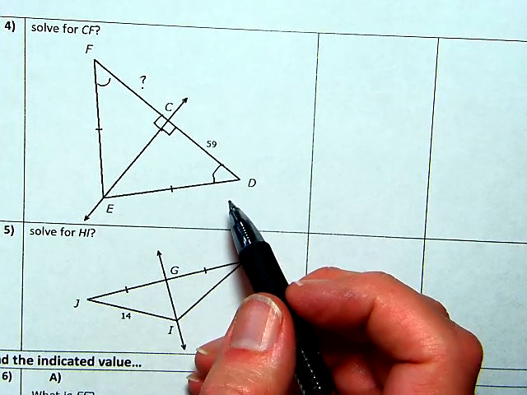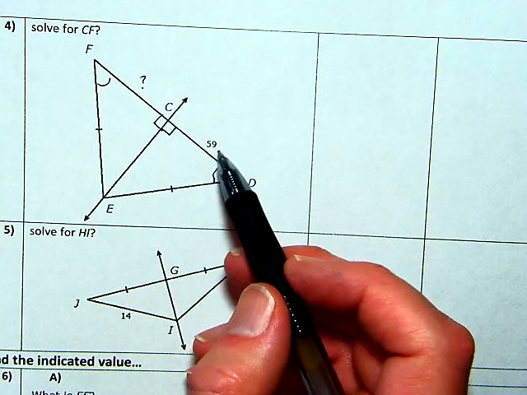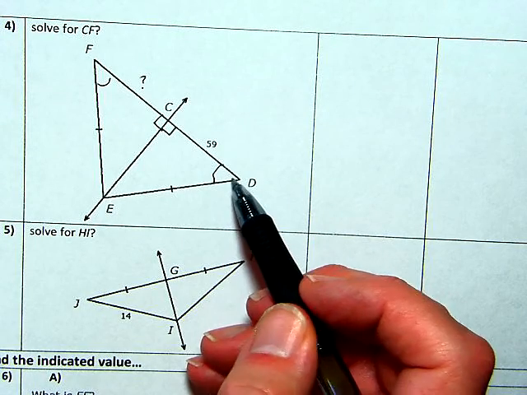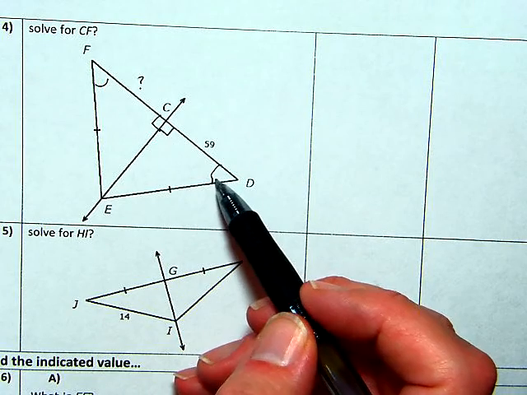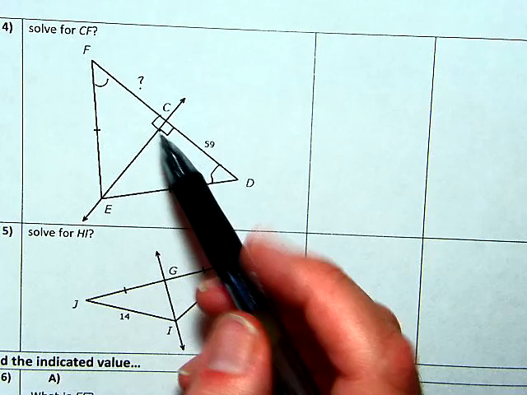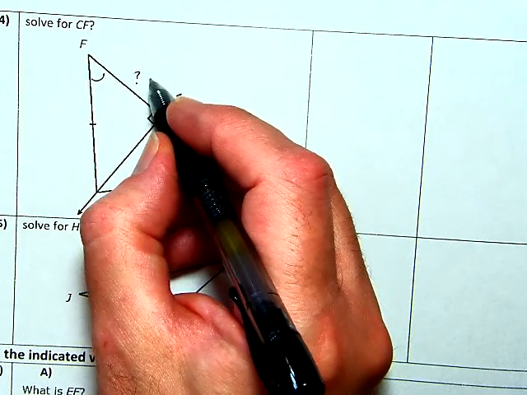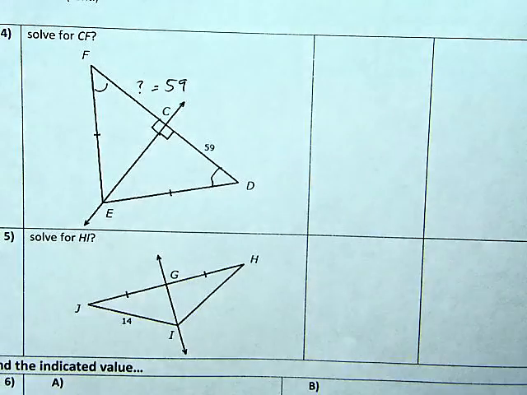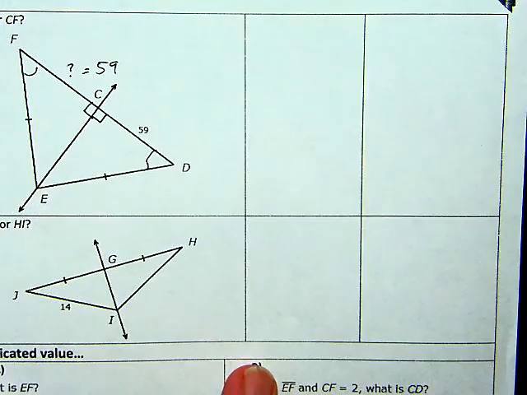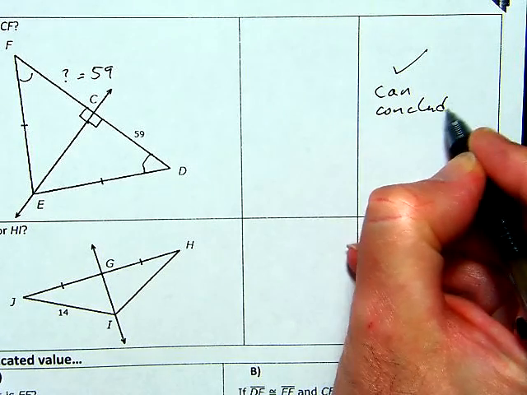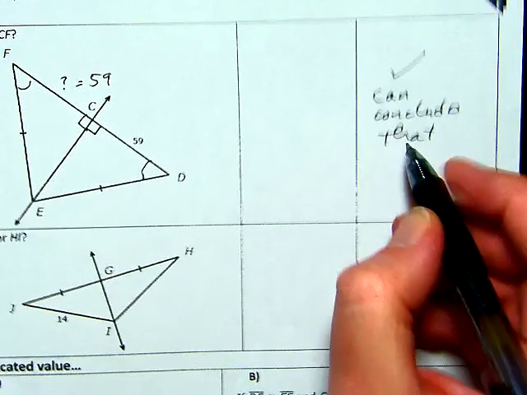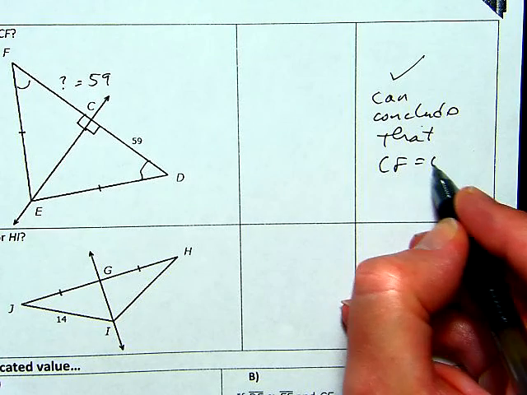These triangles are congruent, and 59, or CD, corresponds to side CF because CD lies between the right angle and the base angle, and so does CF. They are corresponding sides, and therefore CF is equal to 59. So the answer is no, we can't directly use the perpendicular bisector theorem, but we can conclude that CF is equal to 59.